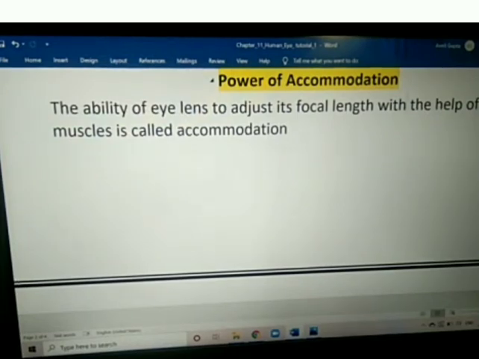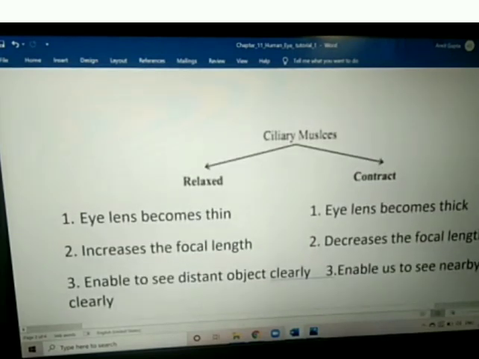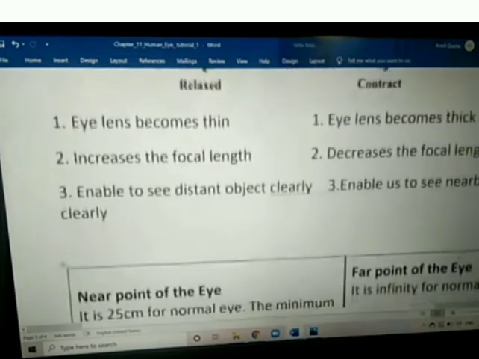So how the ciliary muscle actually works, we will understand through this table. As you can see in this table, when the ciliary muscles are relaxed, the lens will become thin and the focal length will increase, and hence we are able to see far off, that is distant, objects. But when our ciliary muscles contract, the lens will become thick and there is a decrease in the focal length, and hence we are able to see nearby objects.